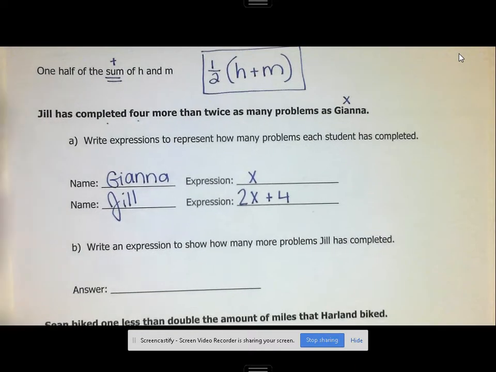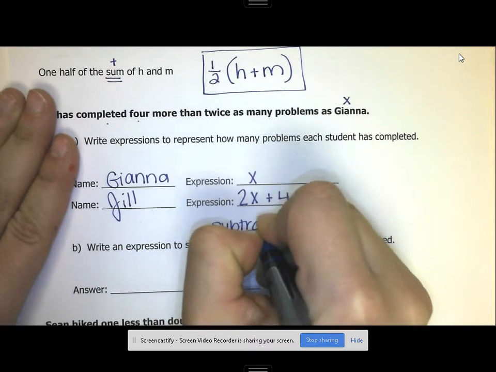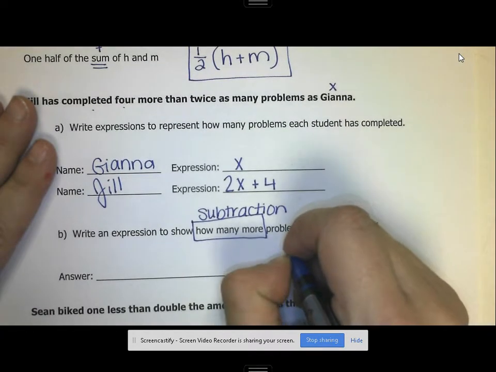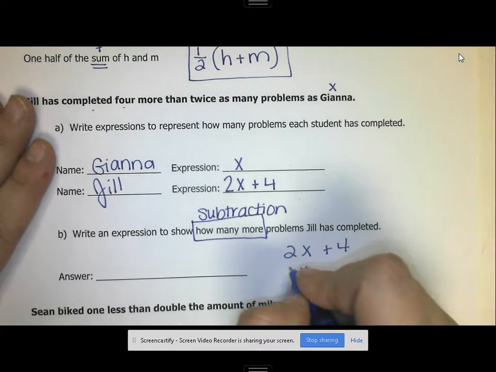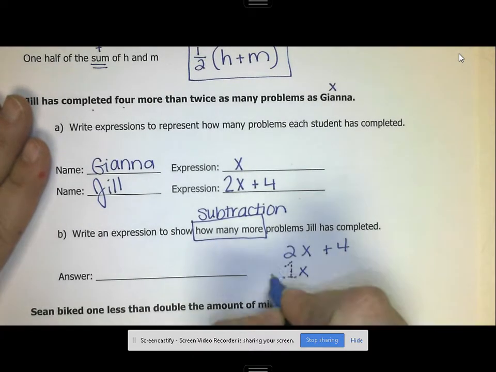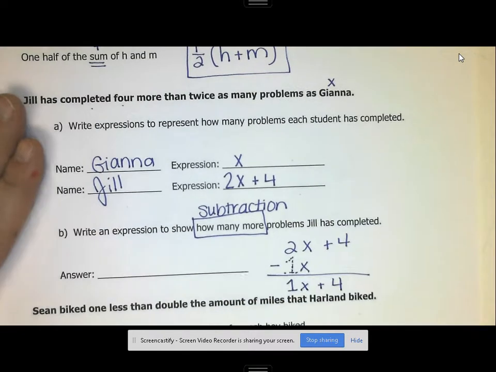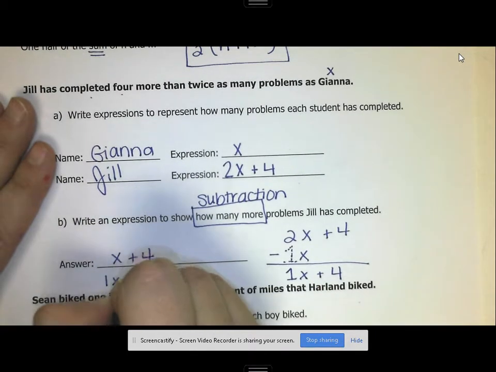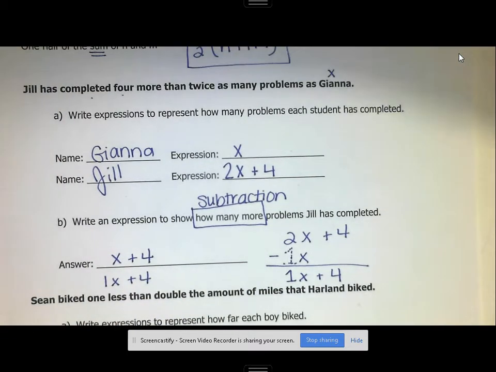Write an expression to show how many more, okay, that's subtraction, how many more problems Jill completed. Well, Jill completed 2x plus 4 problems. Gianna completed x problems, which is really just like 1x problems, right? So how many more did Jill complete? Jill completed 1x plus 4 more. Or you could just write x plus 4. It wouldn't be wrong to write 1x plus 4, but we really don't write a coefficient of 1. So you got to get used to seeing that without the 1.